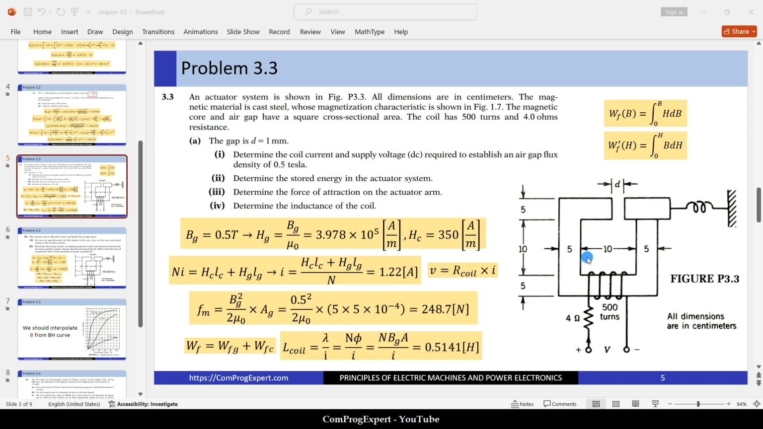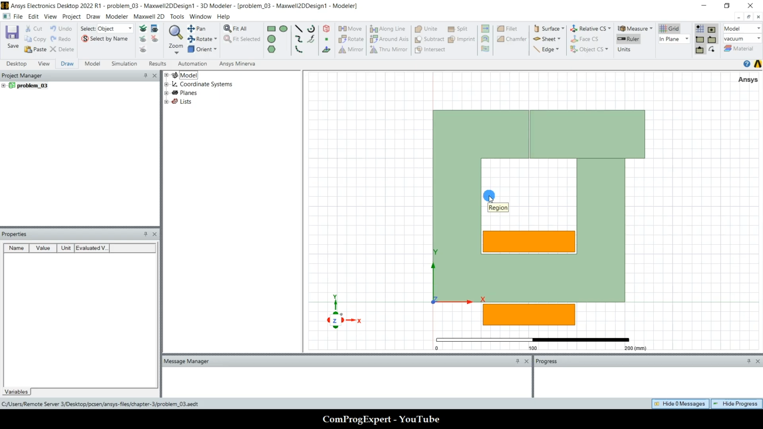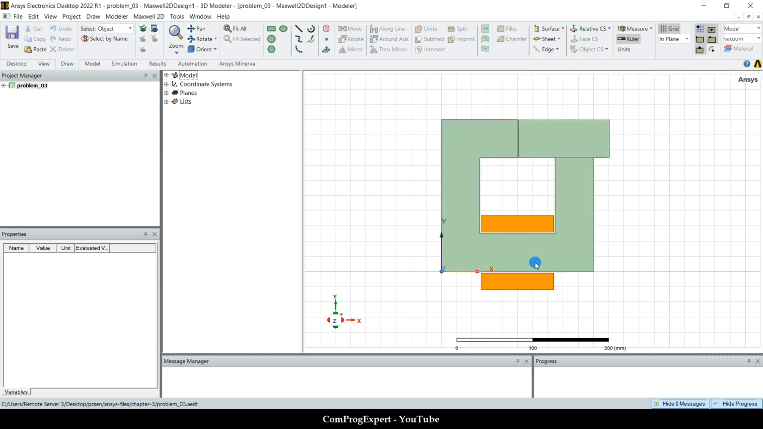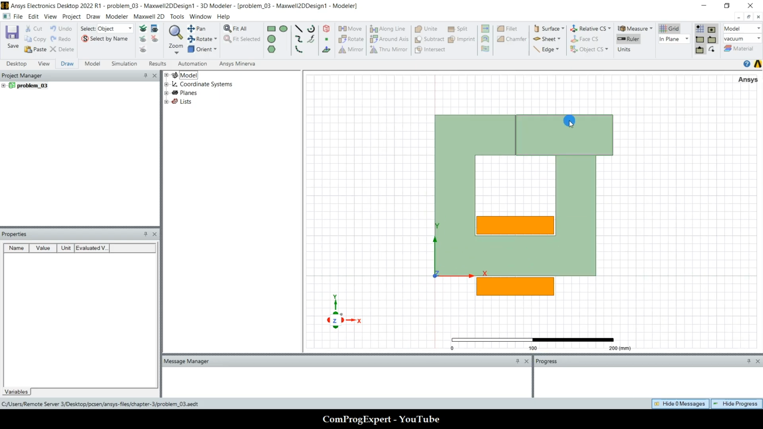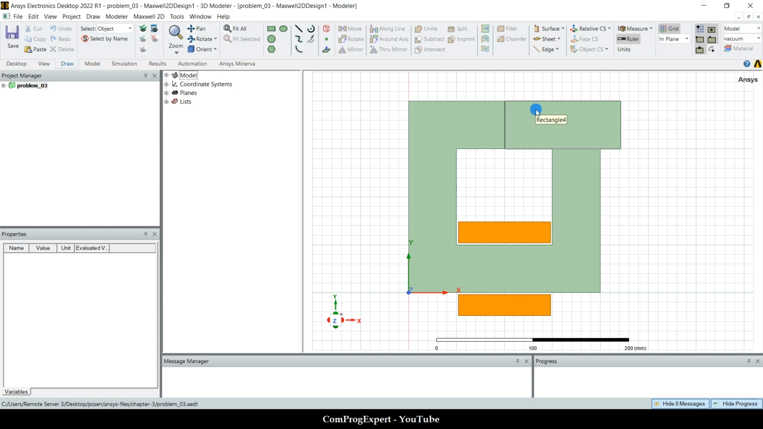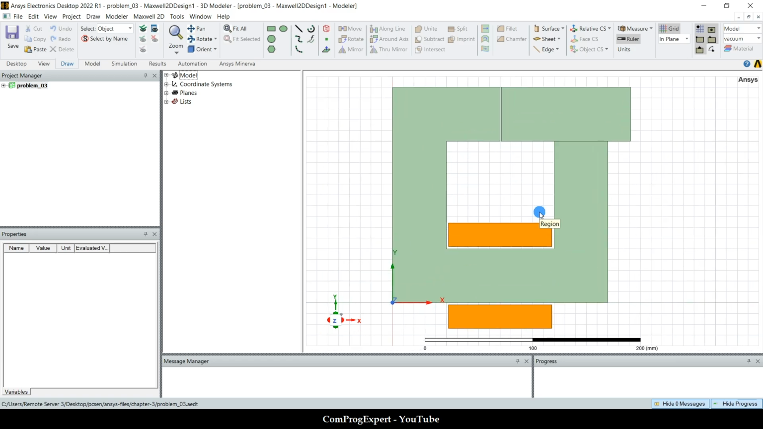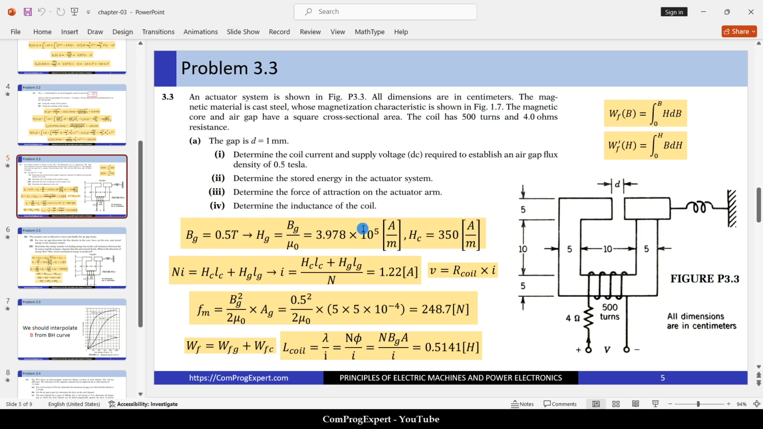We generated the model of this structure in the ANSYS Maxwell software. Okay, so in this video, we are going to solve the problem analytically, also using the ANSYS Maxwell software, and compare results. All the dimensions are in centimeters.